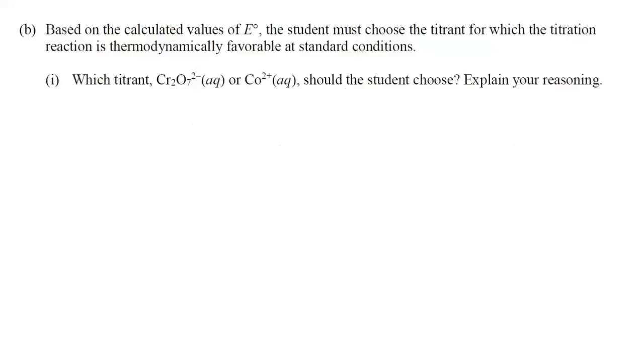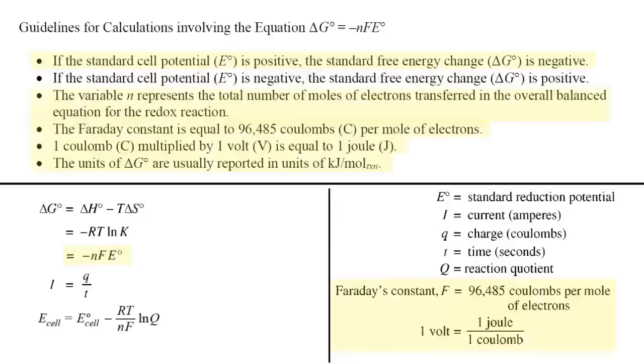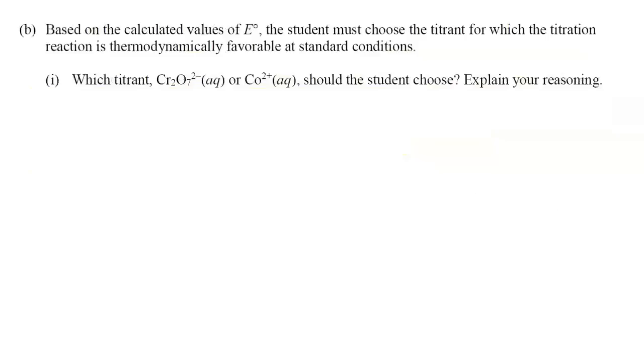It says, based on the calculated values for the cell potential, which we got in Part A, the student must choose the titrant for which the titration reaction is thermodynamically favorable at standard conditions. So remember that a positive cell potential is favorable, but a negative cell potential is not favorable. So looking at our guidelines for using calculations involving the equation delta G and the cell potential, if the standard cell potential is positive, then the standard free energy change is negative and the reaction is thermodynamically favored.